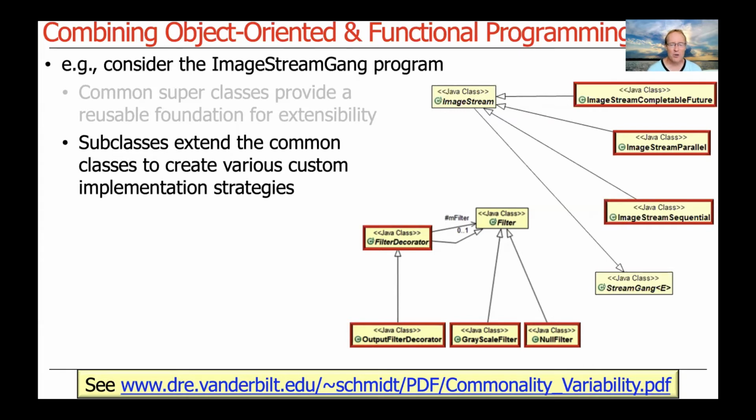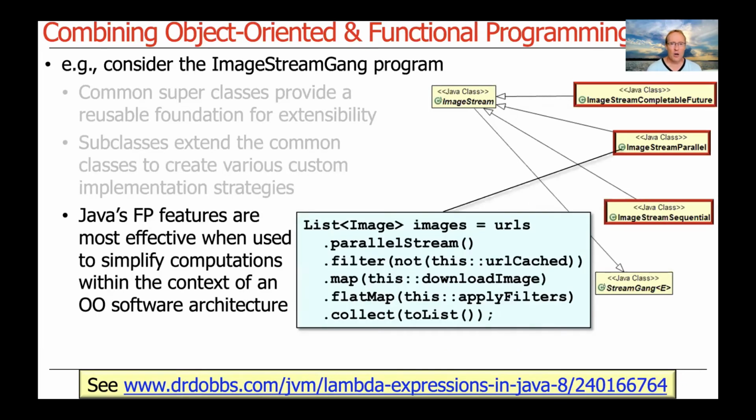And the same thing is also true with the filtering. Once again, we apply inheritance and various patterns like the decorator pattern and so on. So we're using objects and object features to give us our structure, and then we're using the functional features to give us our behavior. So in my experience, the functional programming features, the FP features in Java, are most effective when we use them to simplify the computations within the context of an object-oriented or OO software architecture.